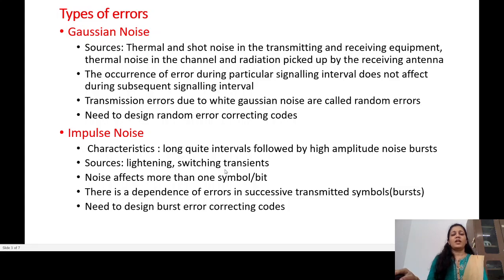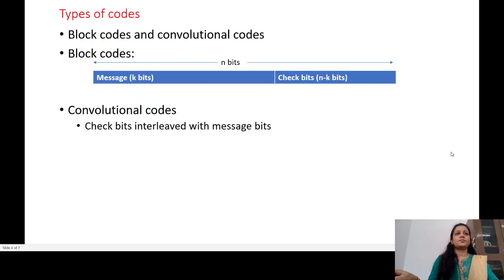Switching transients will occur whenever you switch on or switch off a particular device or an electronic component. This impulse noise has the characteristic of long quiet intervals and suddenly high amplitude noise. One of the important properties of impulse noise is that it will affect more than one symbol or bit. Since it is affecting more than one symbol, we can say that it is a burst noise, occurring on a burst of data. And if we want to cope with this impulse noise, then we need to design burst error correcting codes. Now we know what the different types of errors are.